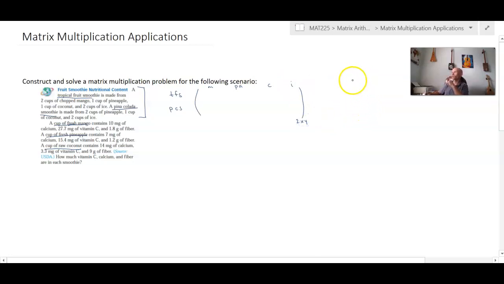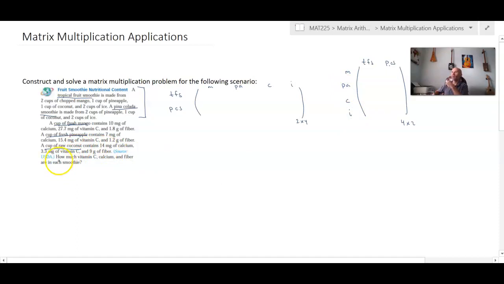We could also make this a 4x2 matrix where we have, instead of the smoothies along the rows, we could have our tropical fruit smoothie and our pina colada smoothie like this: mango, pineapple, coconut, and ice.